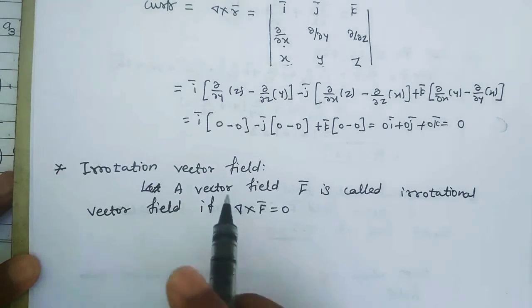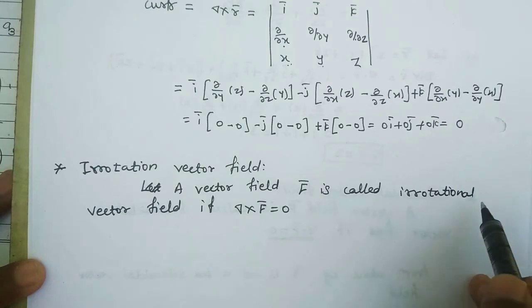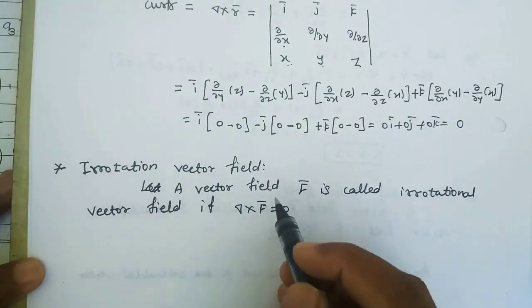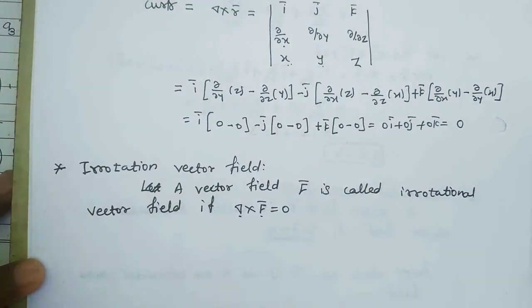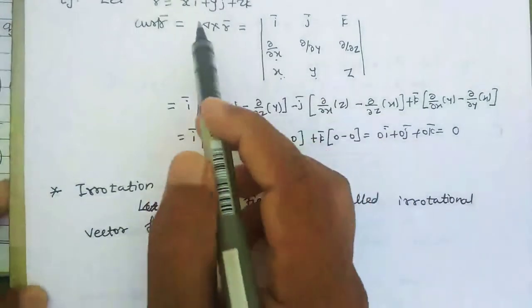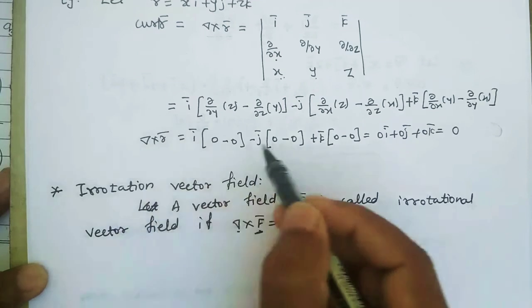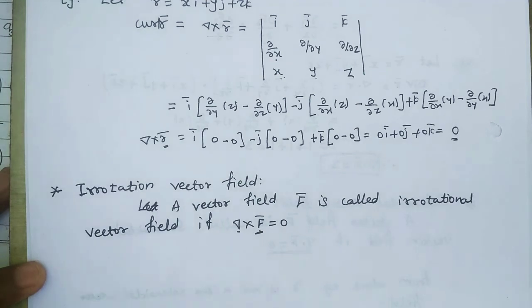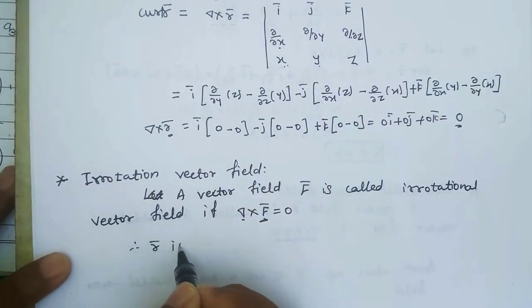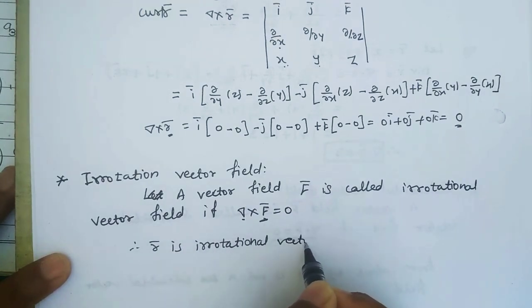Now, irrotational vector field. A vector field f bar is called an irrotational vector field if the value of del cross f bar is equal to 0. That means whenever the cross product of del and f bar is 0, we can say that f bar is an irrotational vector field. Now from the above example, the value of del cross r bar is 0. That means this r bar is an irrotational vector field. Therefore r bar is an irrotational vector field.